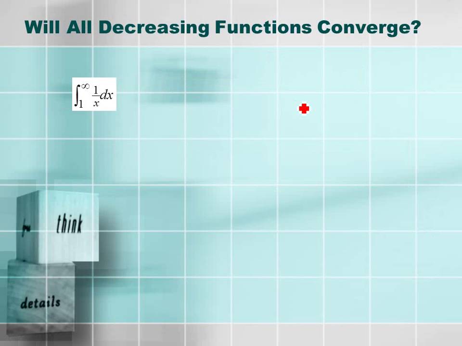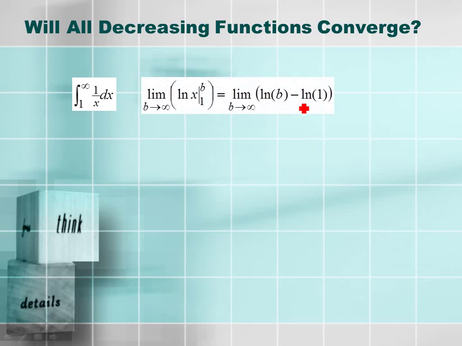So the function, if it's decreasing, will it always converge? Do we always get a number answer? Let's take a look at this example. So I have got the integral of 1 over x going from 1 to infinity. Well, the antiderivative is ln of x. Now I didn't put absolute value on it because I'm going from 1 to infinity, so I know x is always greater than 0. So if you know that, you don't necessarily have to put the absolute value in it.